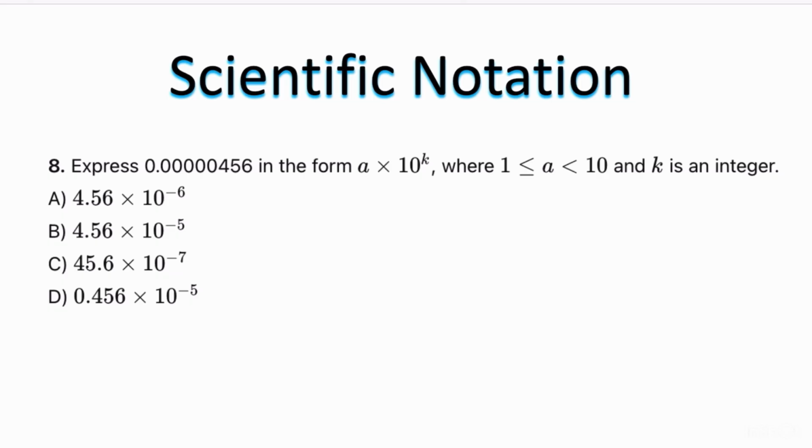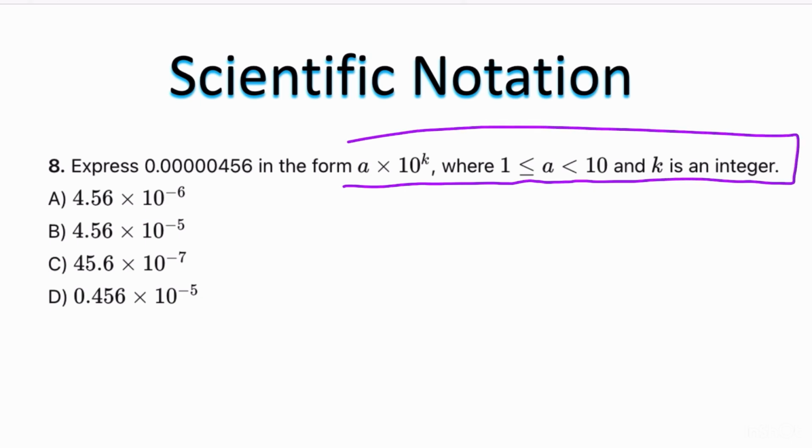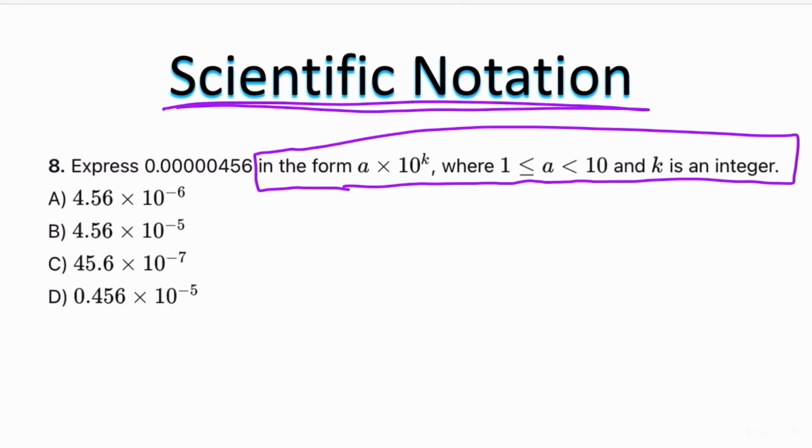Number 8 is a question on scientific notation. It is really important for you to understand that on the IB exam, they're not going to spell out scientific notation. They're going to tell you to write the answer in the form A times 10 to the K, where 1 is less than or equal to A less than 10 and K is an integer, okay? But when you see it this way, all it means is that you have to write your answer in scientific notation.